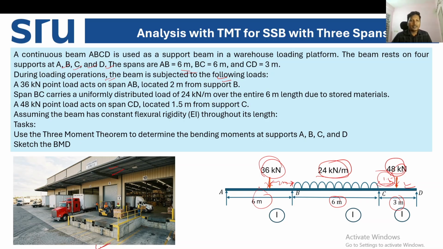We have to assume that the beam has constant flexural rigidity. That is why in the question the I of AB, BC, and CD are the same. So the flexural rigidity of the beam is constant throughout. What is the task? We have to use this three moment theorem to determine the bending moments at the supports A, B, C, and D, and then draw the final bending moment diagram. I hope you understood what the problem is asking.